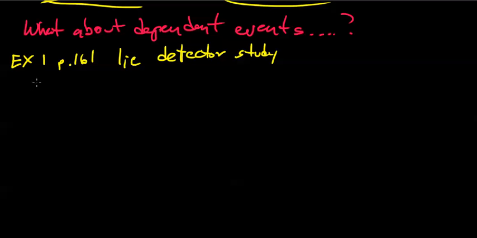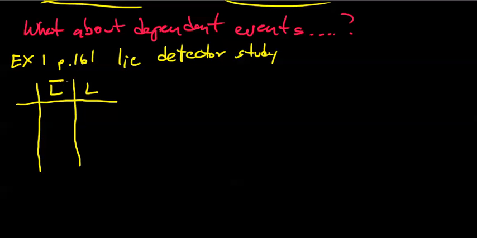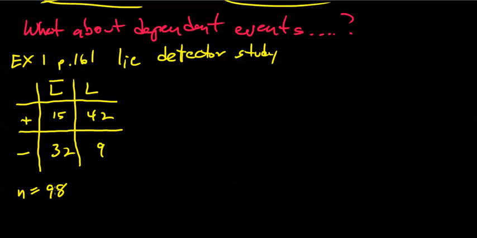You may recall in this study, I'll summarize the data. We had liars, which I will signify with a capital L, and not liars, which I will symbolize with an L bar or not L. And we had people with a positive result, in other words, the machine said they lied, and people with a negative result, meaning the machine said they did not lie. And let me fill in the numbers. You're probably very familiar with this data, hopefully. And recall the grand sum was 98. We had 98 total subjects in this study.